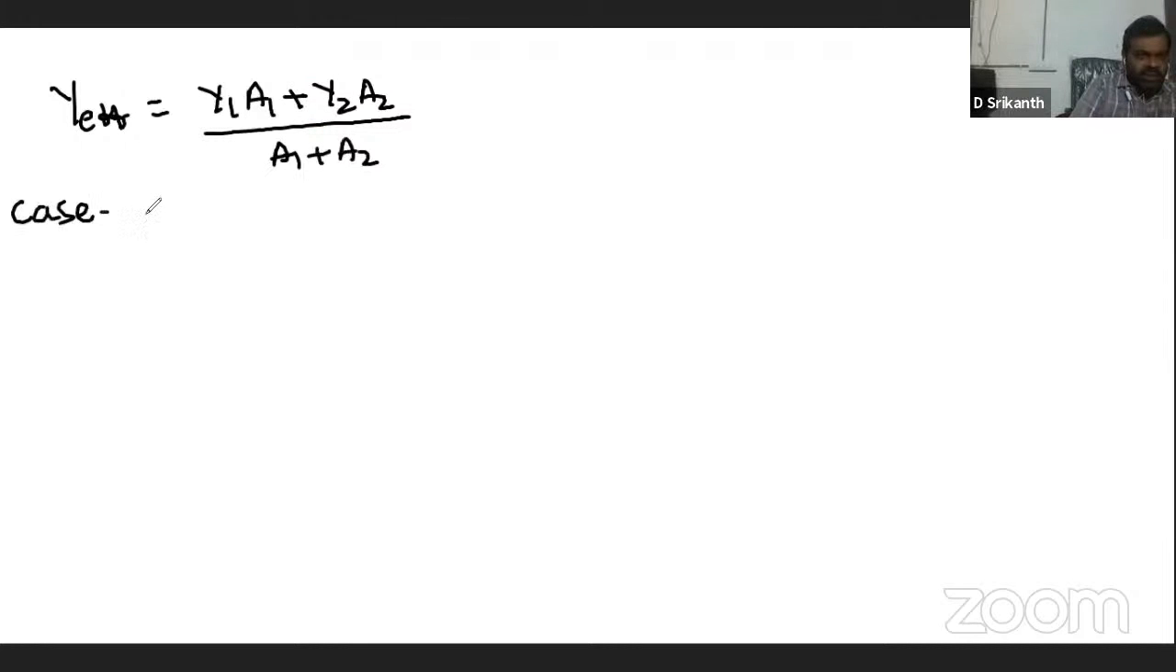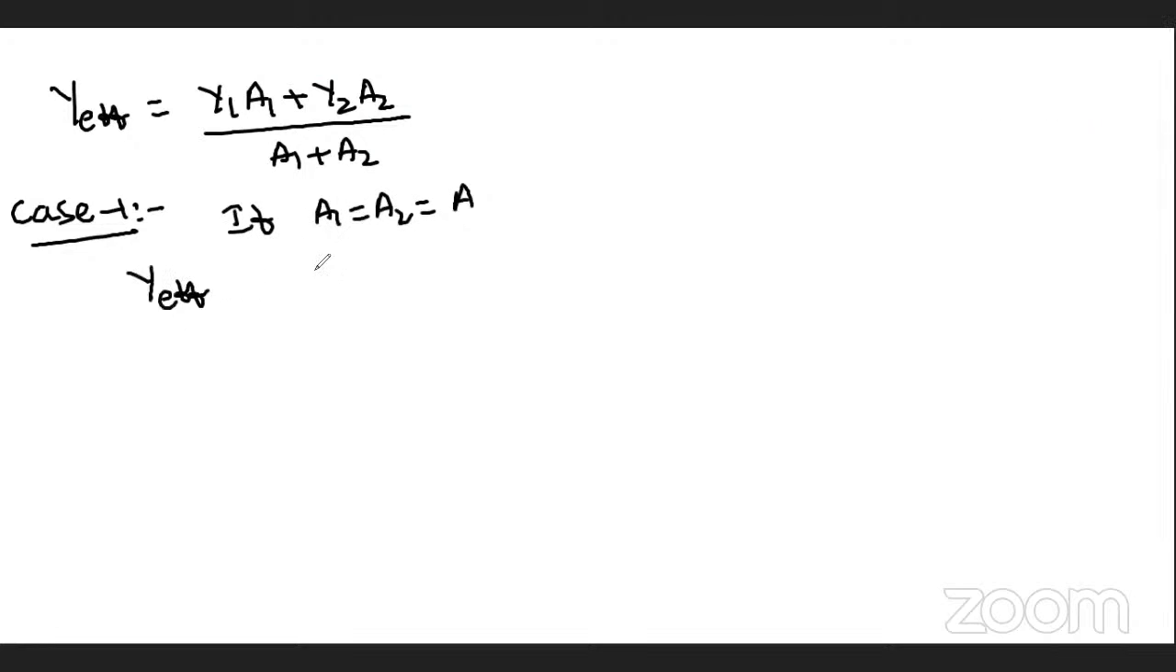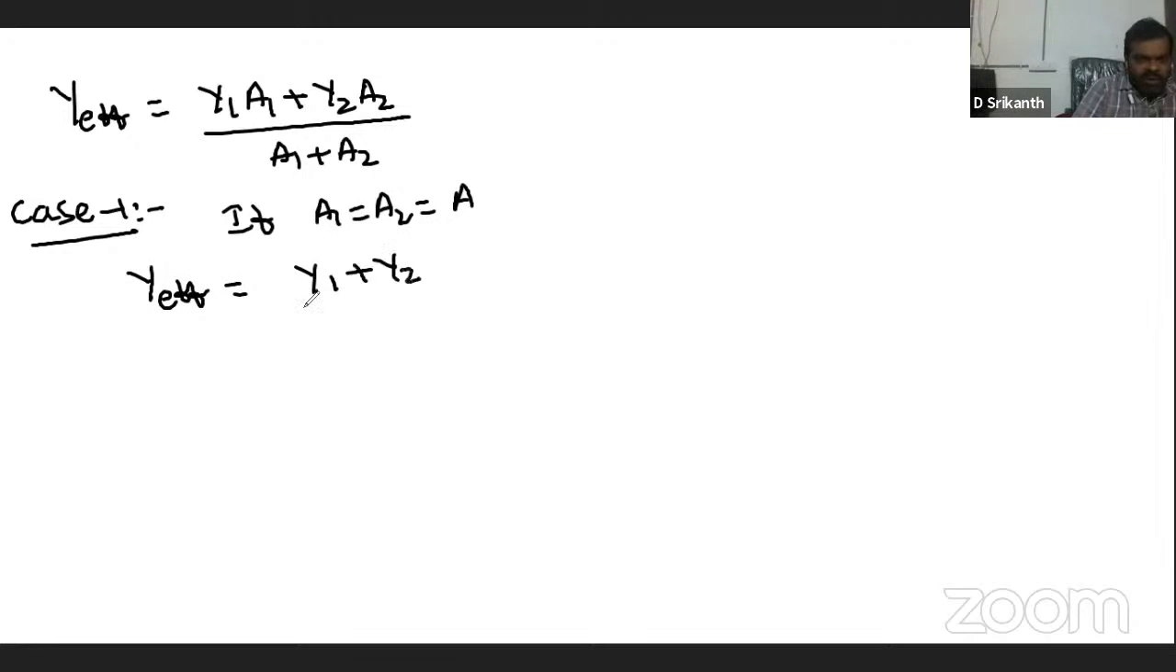Let us take case 1, that is, if A1 is equal to A2, that is equal to A. Then Y effective is equal to Y1 plus Y2 divided by 2. Check the material. This is when the two rods are connected in parallel. That is number 1. Okay, next one, turn to page number 74.